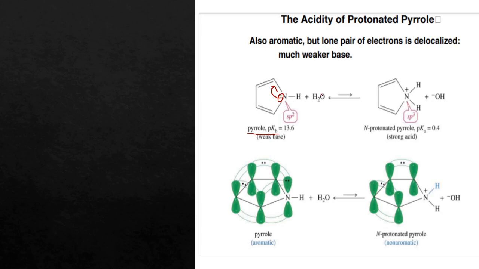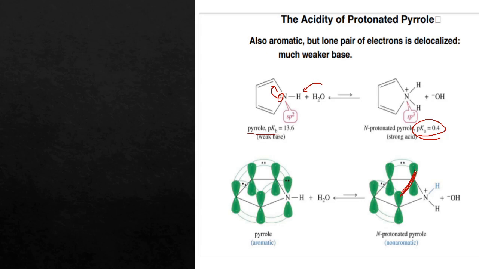Now when this pyrrole is attacked by water, the electron is removed from nitrogen, and you can see now the nitrogen becomes sp3 and the aromaticity is destroyed. When the aromaticity is destroyed, you can see the jump in the pK value of protonated pyrrole. Its pK value is only 0.4, which means it is a very strong acid, because it always likes to give away H plus ion and get back its aromaticity, because you can see here this loop is missing.